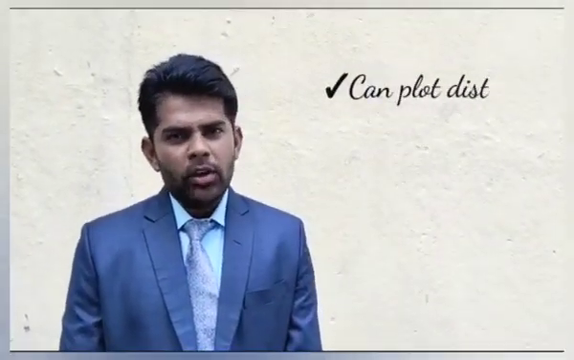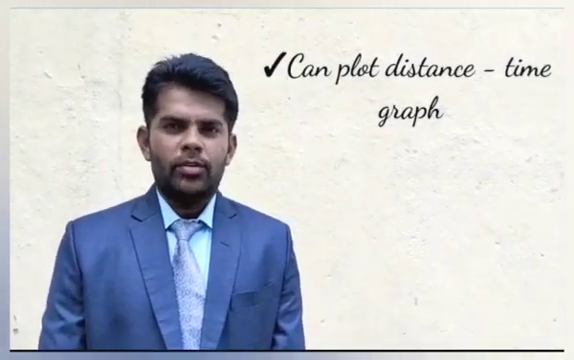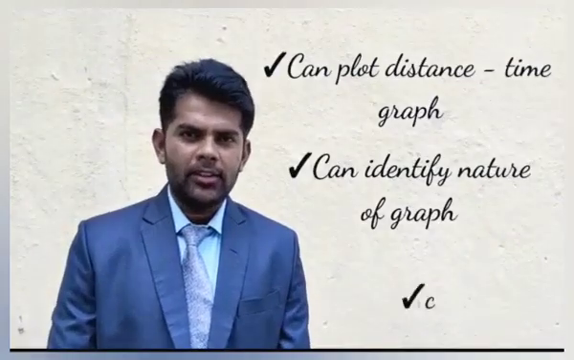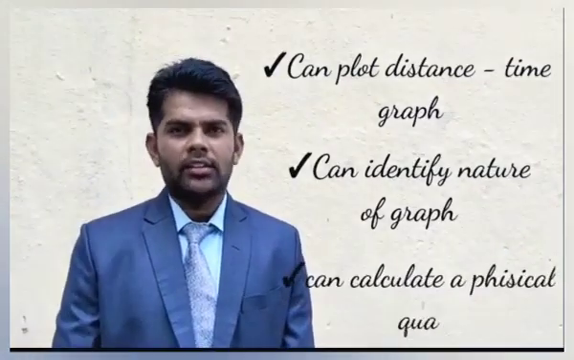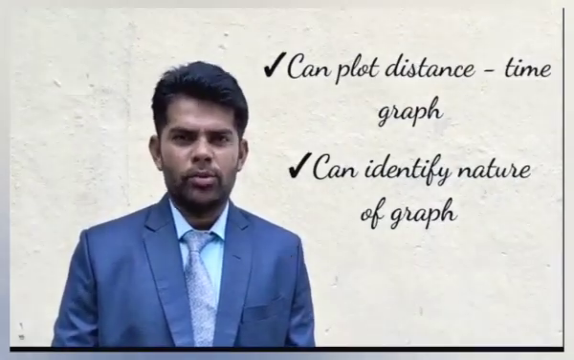From this session, we understand that we can easily plot the distance time graph for various conditions. Second, we can identify the nature of a given graph. And third, we can easily calculate the given quantity, that is speed, in uniform motion.